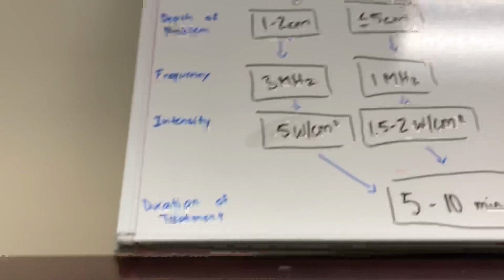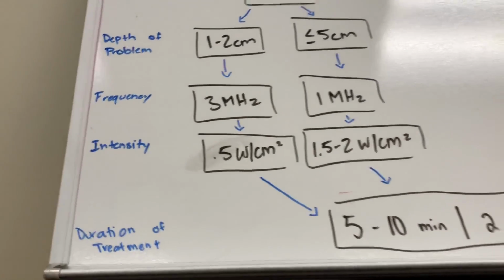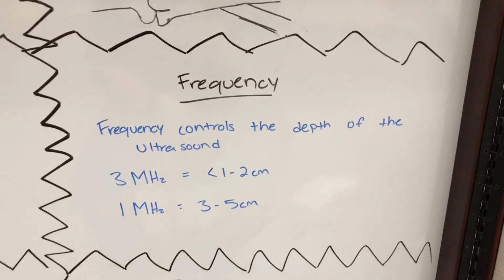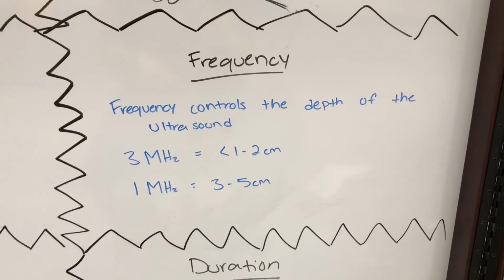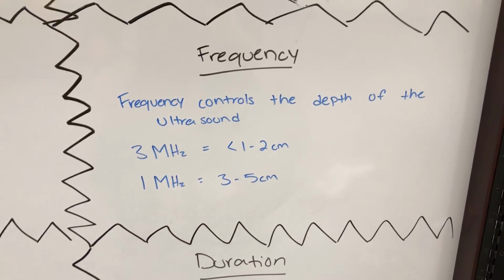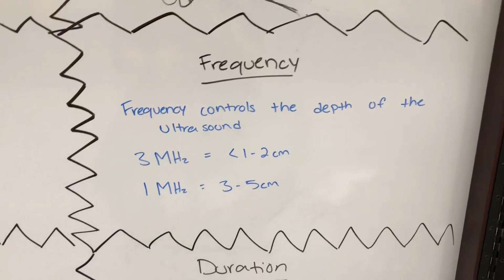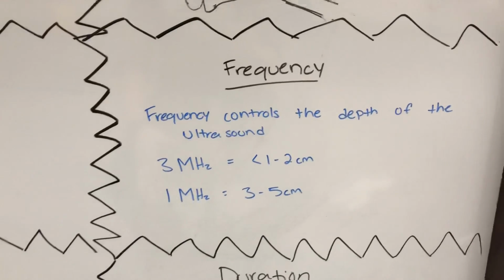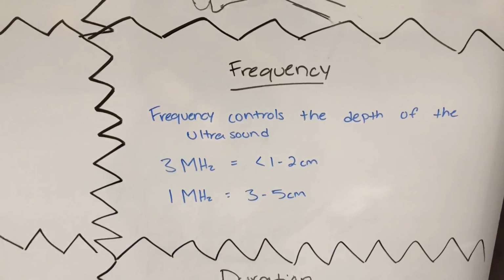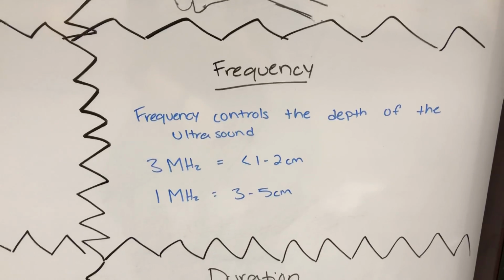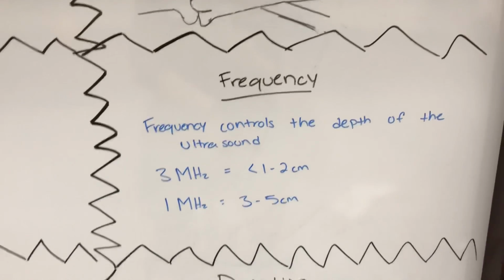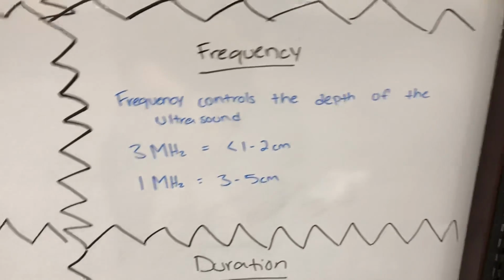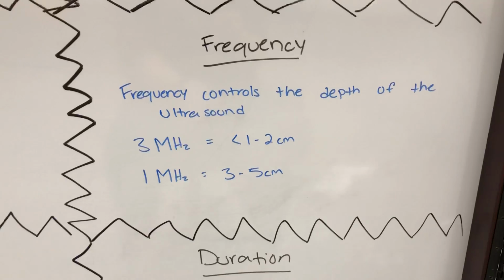So next on our list, as you can tell, would be the frequency. So the frequency controls the depth of the ultrasound. The more depth that you are going, the increase in depth would cause a decrease in frequency. You want the higher frequency with the less dense area. So you would typically use 3 hertz for an area that is a centimeter or 2 deep, and then 1 for an area that is 3 to 5 centimeters deep.